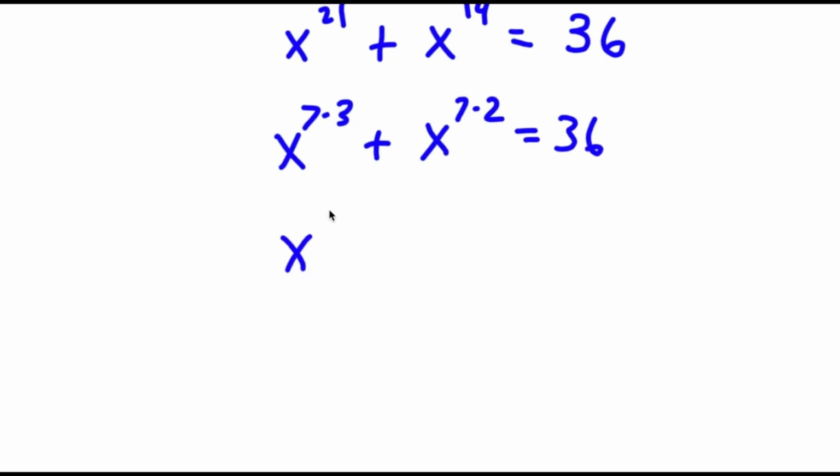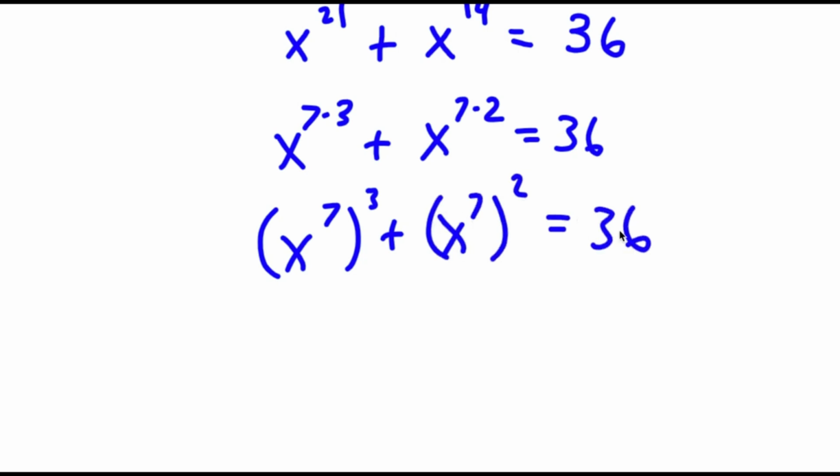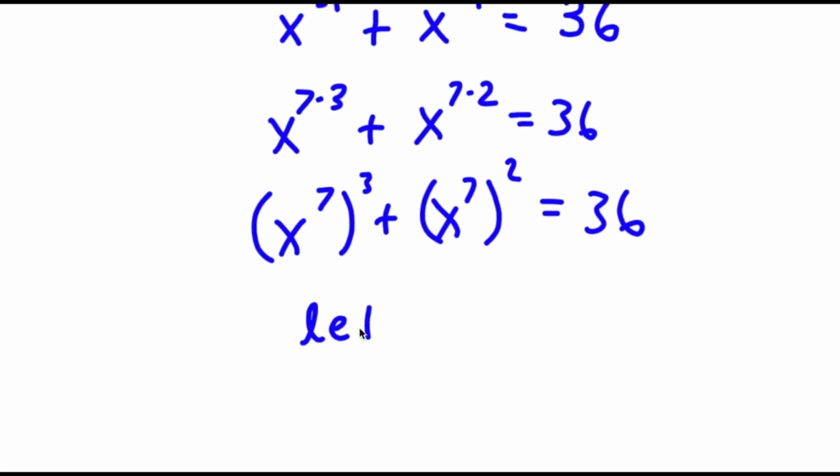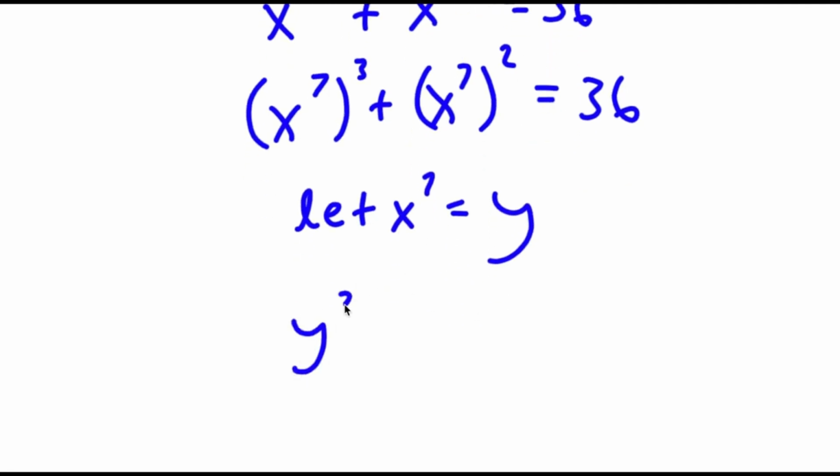Now, I'm going to put this as x to the power of 7 to the power of 3 plus x to the power of 7 to the power of 2 is equal to 36. Now I can let x to the power of 7 equal to the variable y. So now I have y to the power of 3 plus y squared is equal to 36.